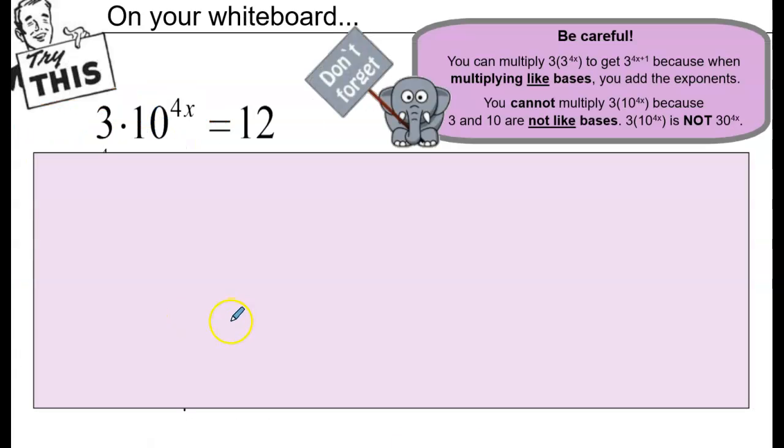Okay, so go ahead and try this example on some scratch paper or individual whiteboard. 3 times 10 raised to the 4x power is equal to 12. And there's a note up here to help you recall some basic properties of exponents if you get stuck. So give this a try, and when you're ready to go over it, resume the video.